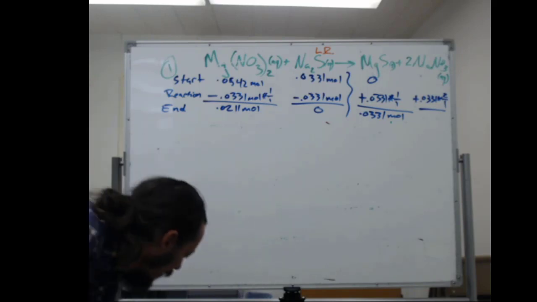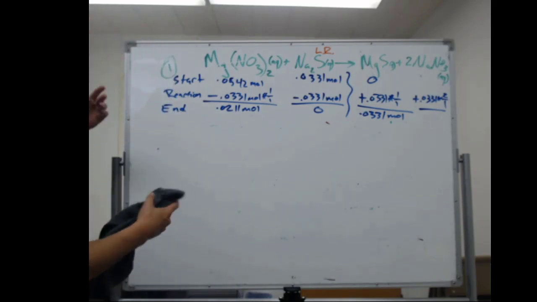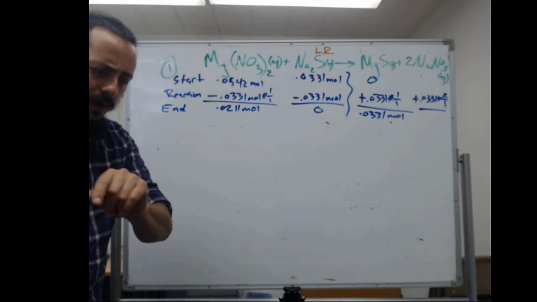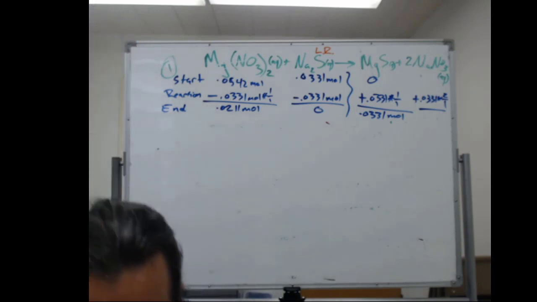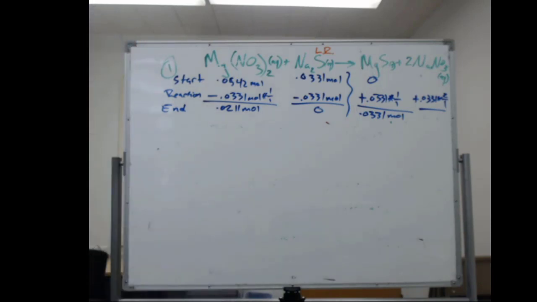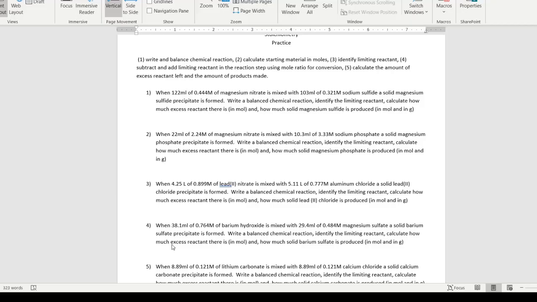Problem 2 is a little bit more interesting. So if you don't remember problem 2, pause the video. Here, let's just show you real quick. So in problem 2, we're mixing magnesium nitrate with sodium phosphate. This is not going to have a 1-to-1 ratio, so we're going to have to do a couple extra steps in order to get it.